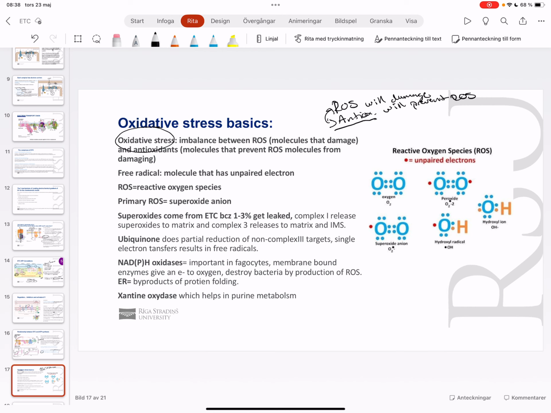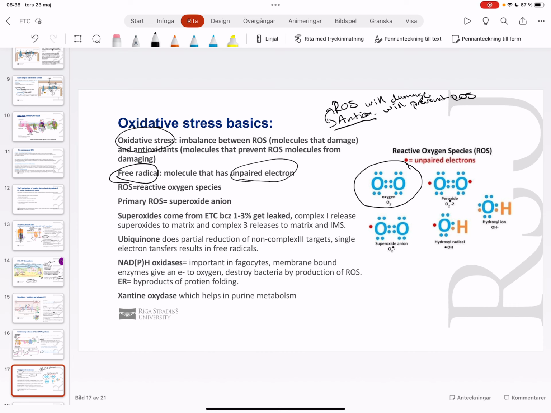A free radical is a molecule that has unpaired electrons. Now, what does this mean? So here you have a happy oxygen molecule. It has all of its electrons. It isn't very reactive because it's happy.